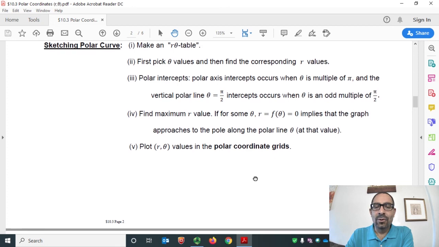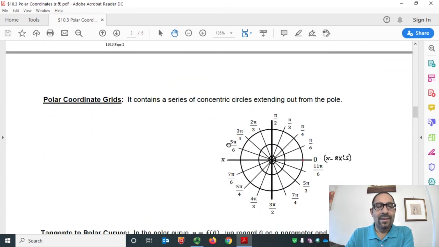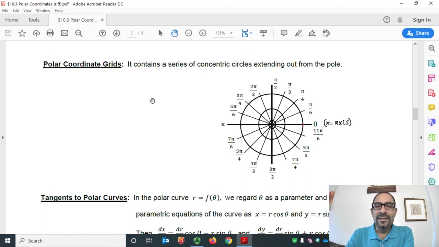Next, let's talk about polar coordinate grids. The polar coordinate grid contains a series of concentric circles extending out from the pole. So this is the pole, this is the polar axis, and then it has these concentric circles here. This angle on the polar axis is 0, and then pi over 6, pi over 4, pi over 3, then pi half, pi, 3 pi over 2, back to 2 pi. I hope this diagram makes sense to you all. Let's move on.